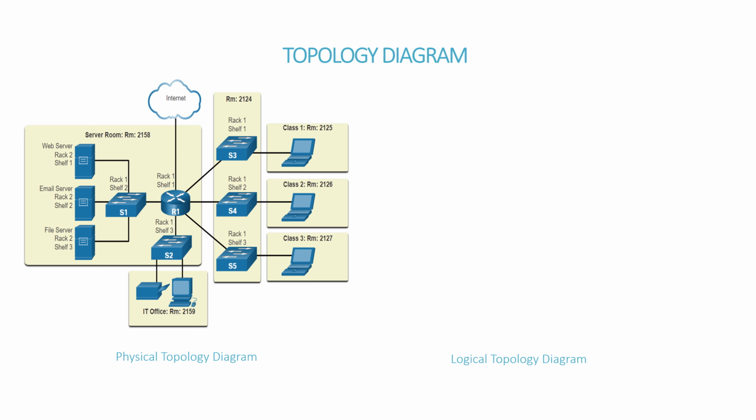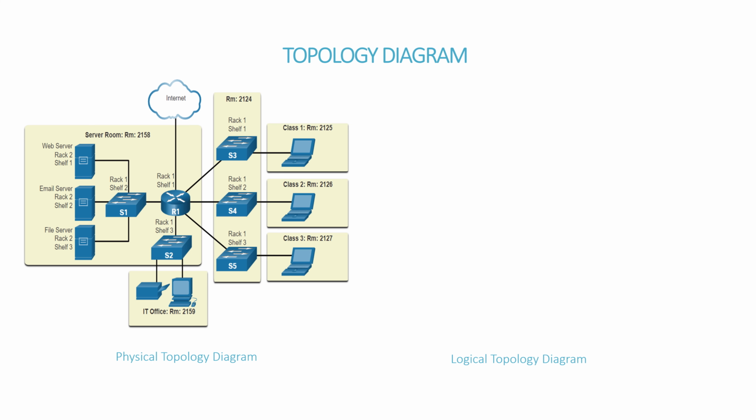For example, in the picture shown here, you will see that this is a server room, and we show the rack that the servers are installed at and in which shelf they are, even for the switches and the router. And this, for example, shows that this is the IT room and it has a printer and a computer, and these are the classrooms and show the computers that are in each class.